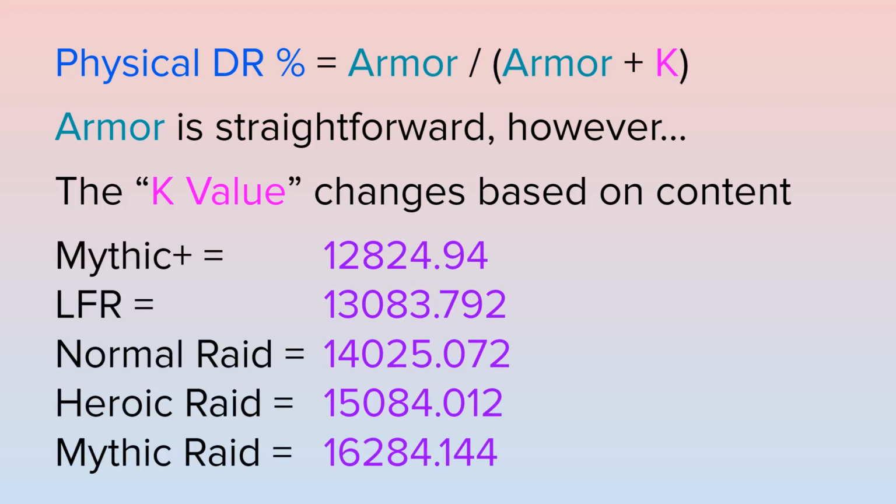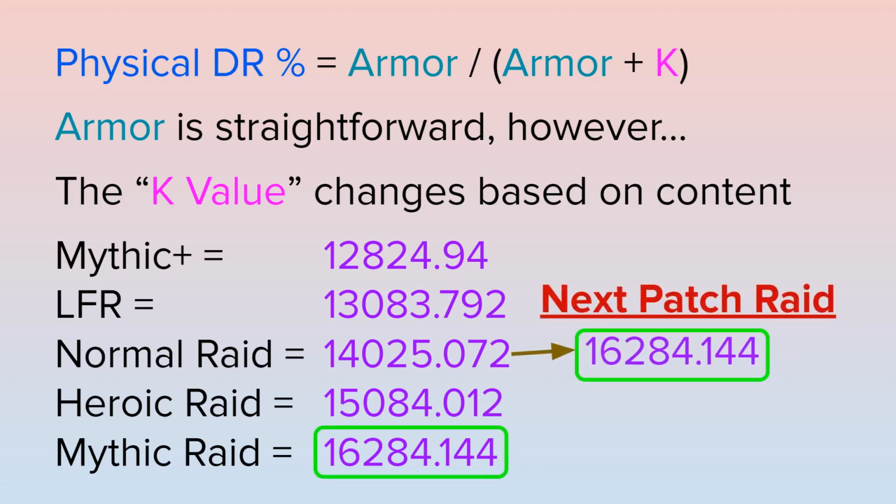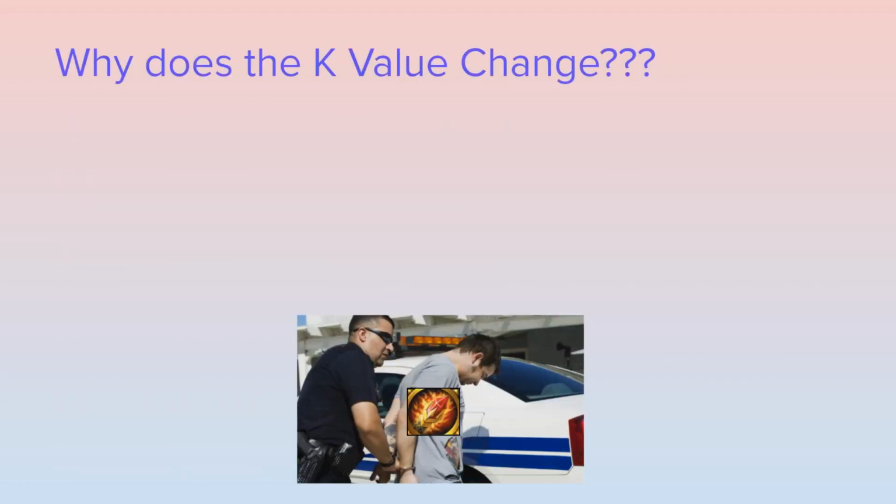Furthermore, when we move from patch 10.0 to patch 10.1, most, if not all of these values will increase. For example, the Mythic Raid K value for patch 10.0 will very likely be the normal Raid K value in patch 10.1, which means the K value is constantly increasing over time. So, why does Blizzard do this? While I don't think Blizzard has ever made any official comments on the changing K values, we can make some educated guesses as to why they do this regardless.